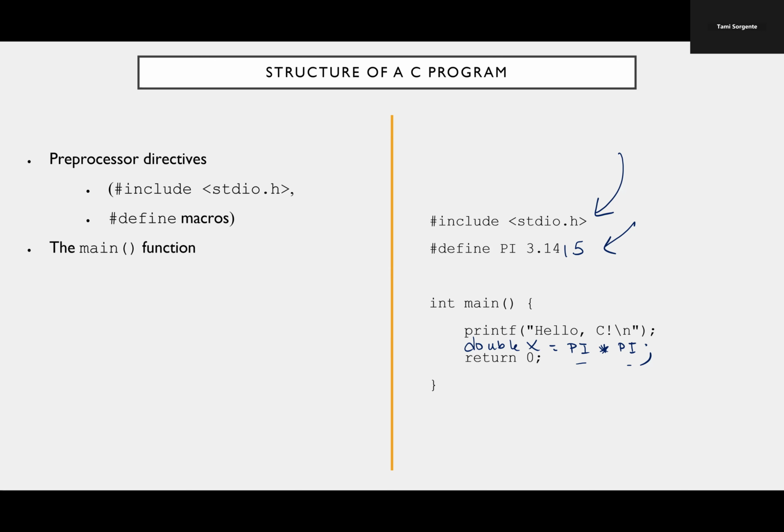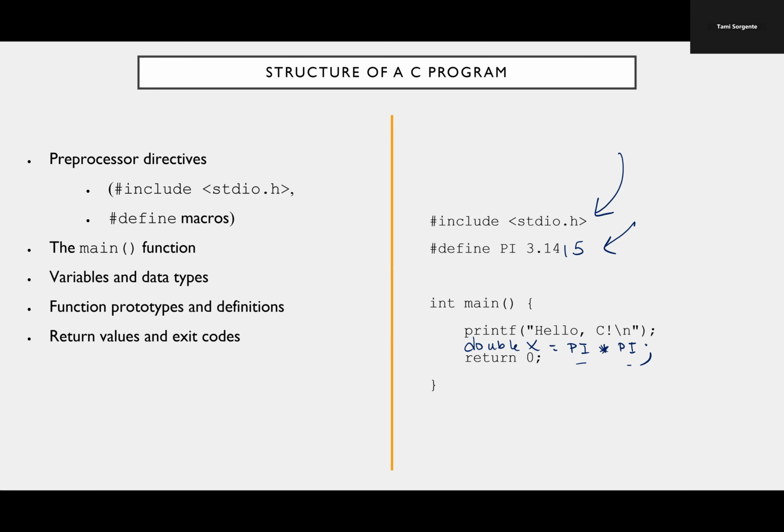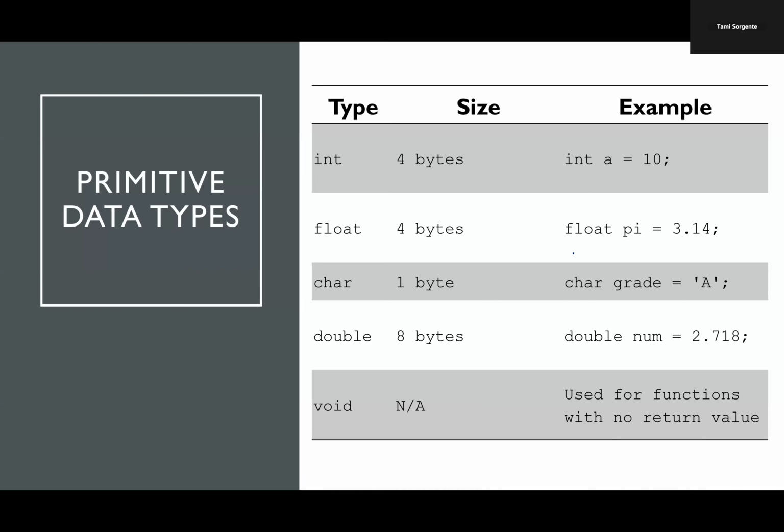We went over already, all C and C++ programs have a main function. We have variables and data types. We are going to go over the placement of function prototypes and function definitions in probably module 3. We're going to get right on to functions and return values. So a little bit more about the data types in C and C++. We have integers, floats, characters, doubles, and functions with no return value are void functions.